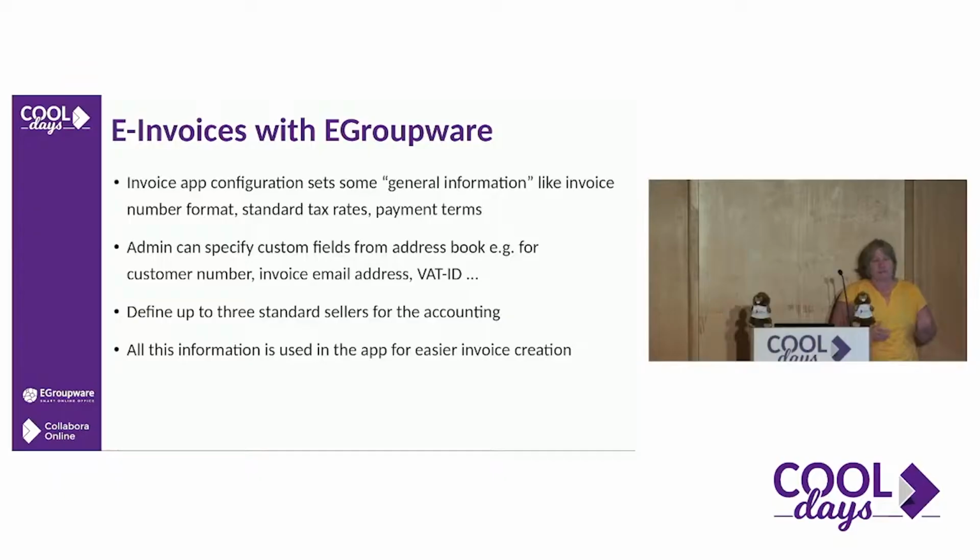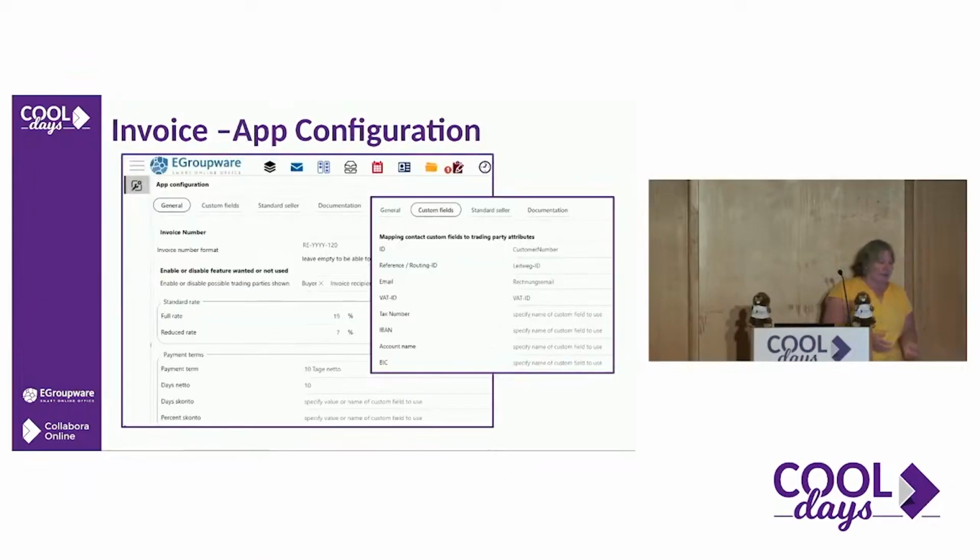But you can also specify custom fields. So from the customer, when I want to create the invoice, this is where the customer number is stored. And this is where the IBAN is stored and all these kind of things. And then when you create it, you simply select it from your address book. You select the customer and it gets automatically into the invoice, and you just need to add whatever you want to have in your invoice.